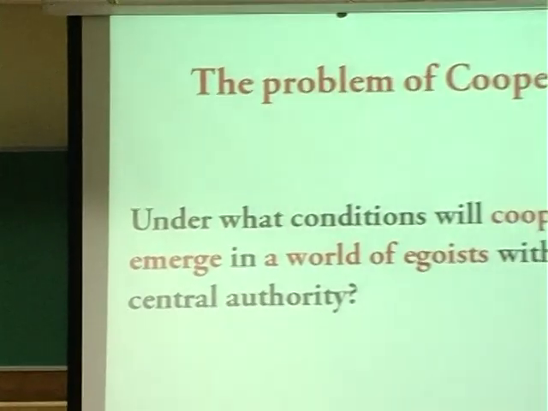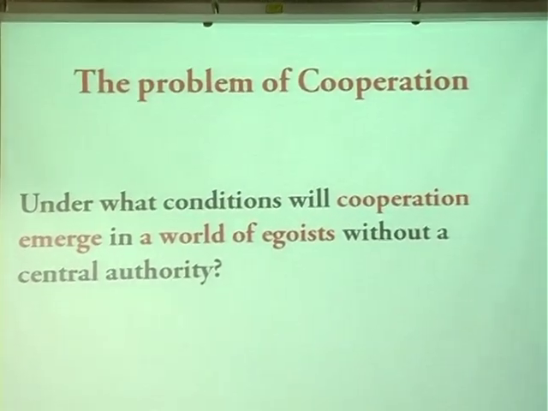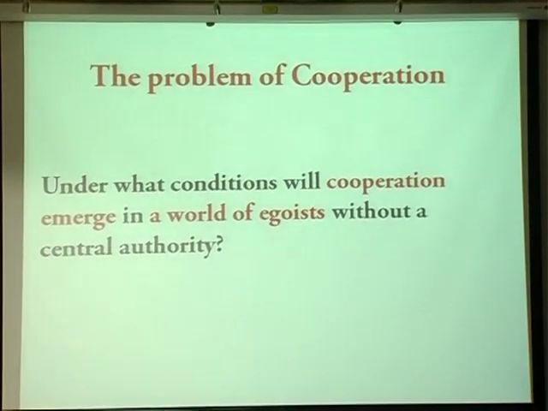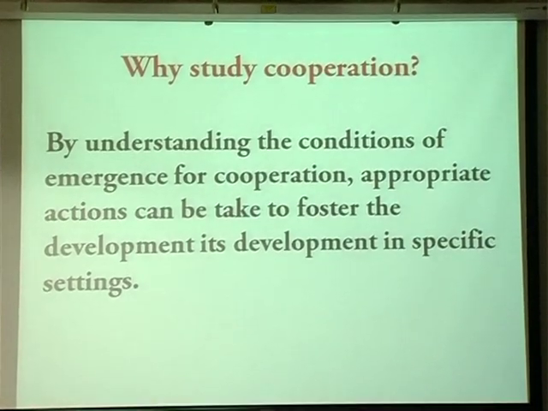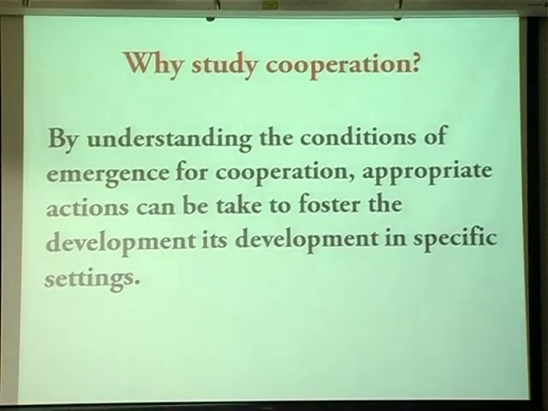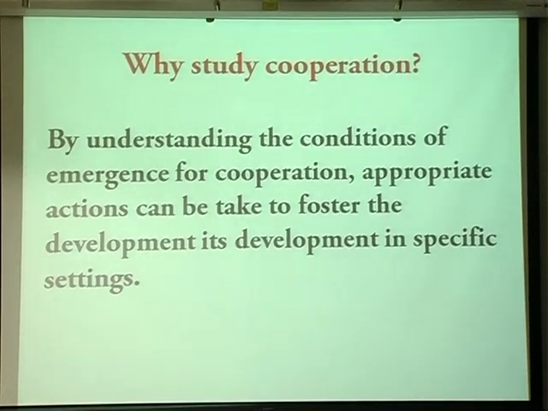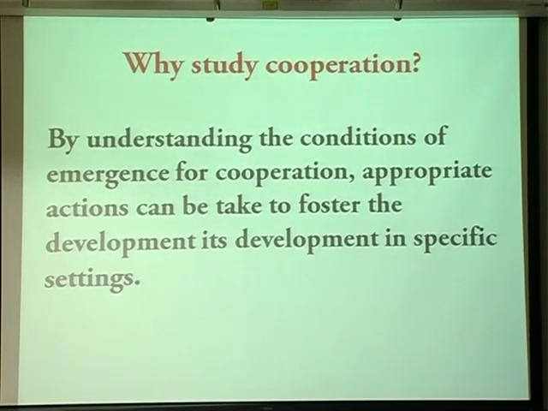The problem is cooperation. Under what conditions will cooperation emerge in a world of egoists without central authority? It is also a philosophically interesting question: without central authority, is it possible to get cooperation? This is partly addressed by Axelrod. Why do we need to study cooperation? Because by understanding cooperation, we can also design societies that will give maximum cooperation.